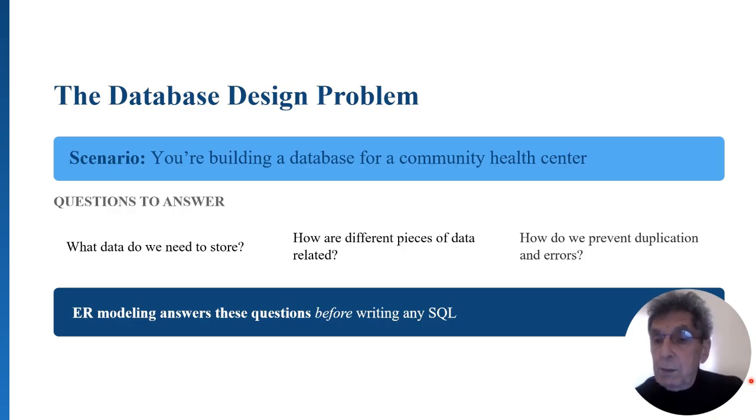And critically, how do we prevent data duplication and errors? If a patient's address changes, we shouldn't have to update it in 15 different places. If a visit is deleted, what happens to its associated diagnoses? ER modeling answers all of these questions before you write a single line of SQL. It's the blueprint. Just like an architect doesn't start building without plans, a database designer doesn't start creating tables without an entity relationship model. The time you invest in design saves enormous time in development and maintenance.